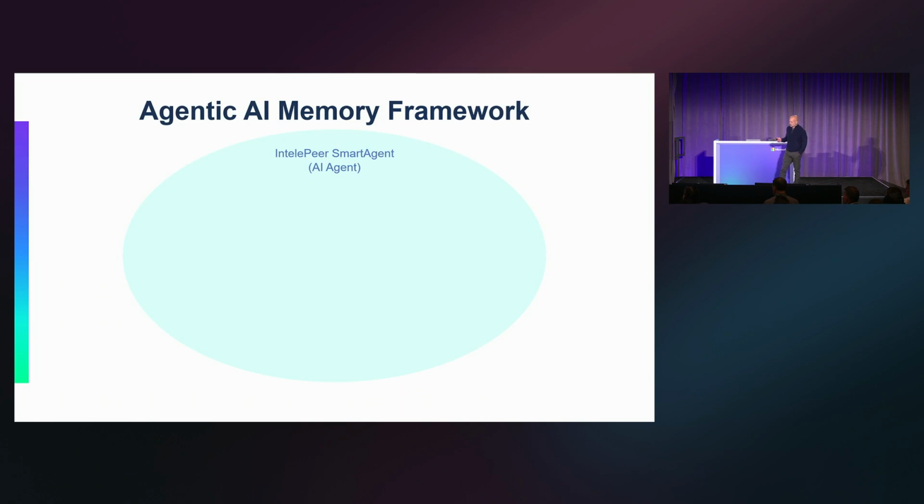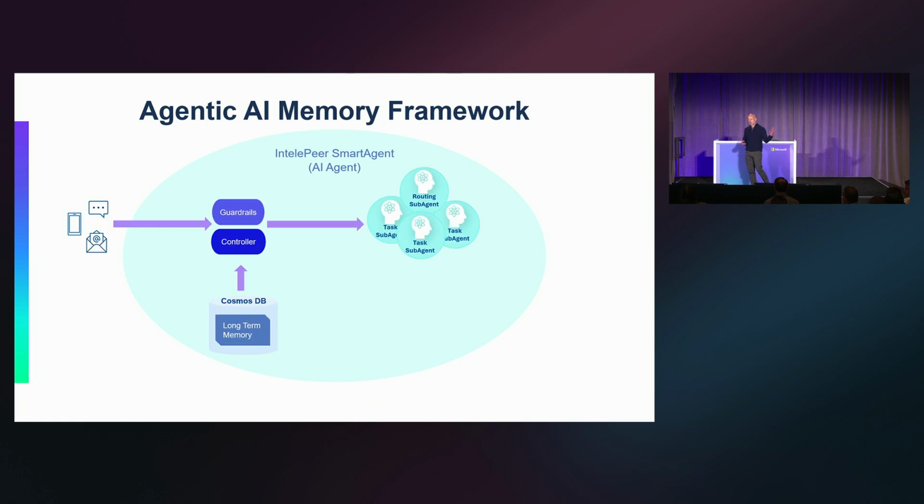So as we pull all these pieces together, short-term memory, how do they work together? Our IntelliBear smart agents, which are our AI agents, consist of sub-agents. As the interactions come in, digital and voice, we have guardrails and controllers. The guardrails control the use of the data. Controllers decide what and when to pull from long-term memory.